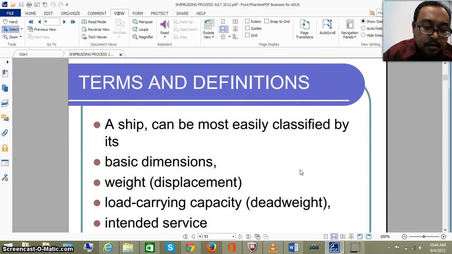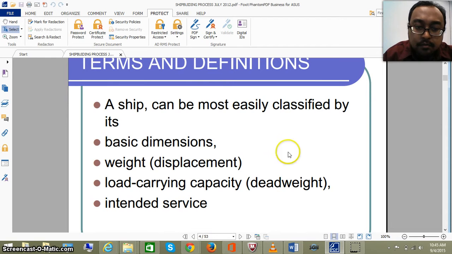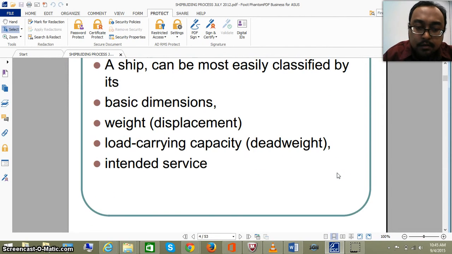Some definitions. We look at some terms and definitions. A ship can be most easily classified by its basic dimensions, weight, displacement, load carrying capacity or deadweight, and its intended service.